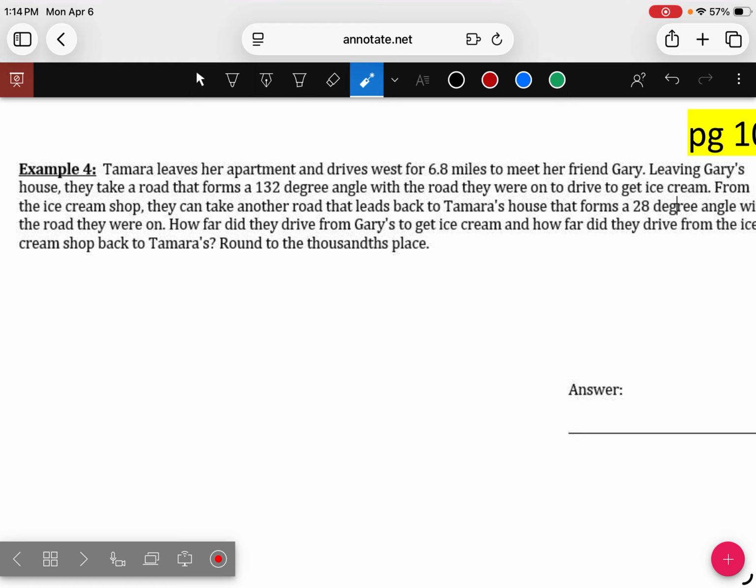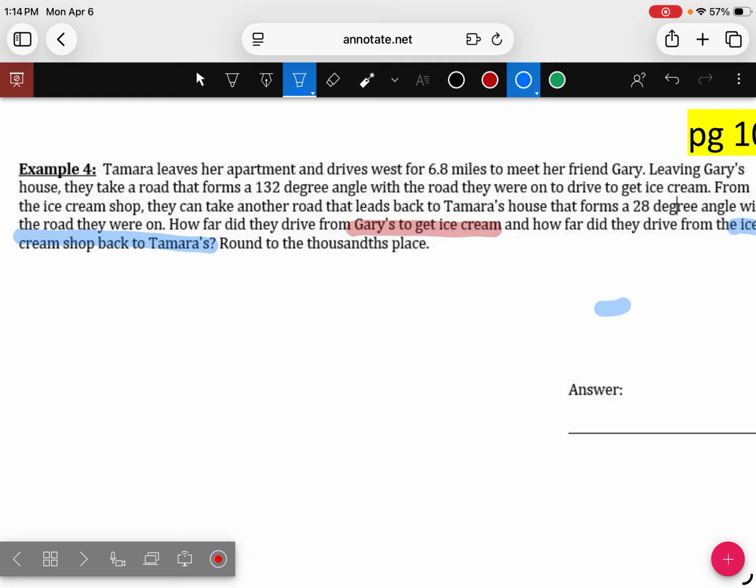All right, so it says Tamara leaves her apartment and drives 6.8 miles to meet her friend Gary. Then from Gary's house, they take a road that forms 132 degrees with the road that they were on to drive to get ice cream. And then from the ice cream shop, they take another road that leads back to Tamara's house that forms a 28-degree angle with the road that they were on. They want us to figure out how far did they drive from Gary to get ice cream. So that's the first question. And then they also want us to figure out how far from the ice cream shop to Tamara.